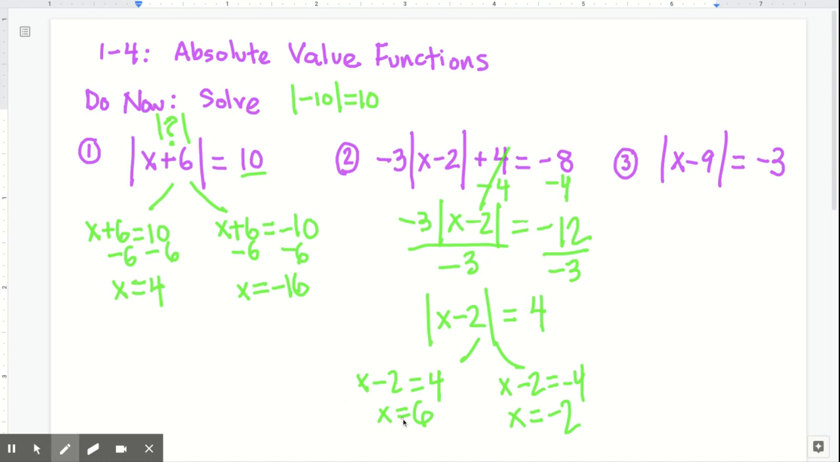Now, number 3 is a trickier problem that kids will get wrong a lot because they'll go on autopilot and be like, oh yeah, branches, two problems, gotta solve. But if you think about what is happening on this third example, we are taking the absolute value of something and we're getting the answer of negative 3. If you take an absolute value of something, you can never get a negative answer. That doesn't make any sense at all. So if you see an absolute value by itself and it equals a negative number, what you're supposed to do is just shut things down.